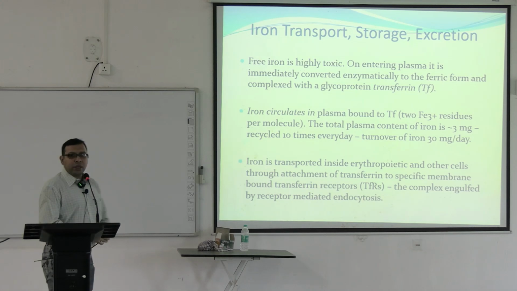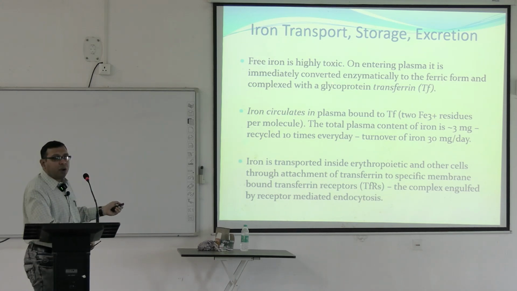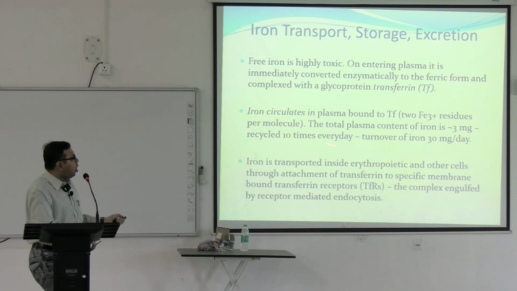So iron transport, storage, excretion I have already discussed. Free iron is highly toxic, time and again I am saying. On entering plasma, it is immediately converted enzymatically to the ferric form and complexed with the glycoprotein transferrin. Iron circulates in plasma bound to transferrin, 2 ferric residues per molecule. The total plasma content of iron is 3 milligram and that is recycled 10 times every day. Recycled means by means of the enterohepatic circulation. So turnover of iron is approximately 30 milligram per day, every day.